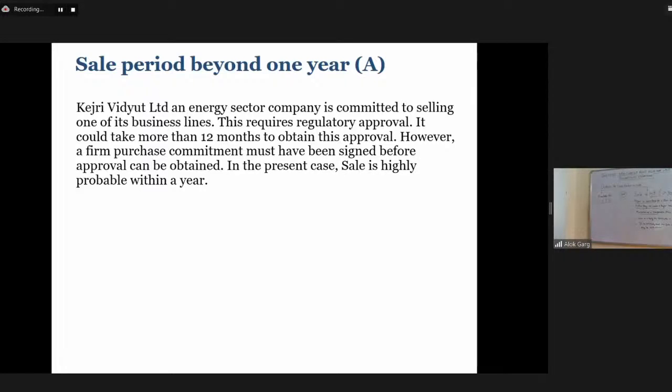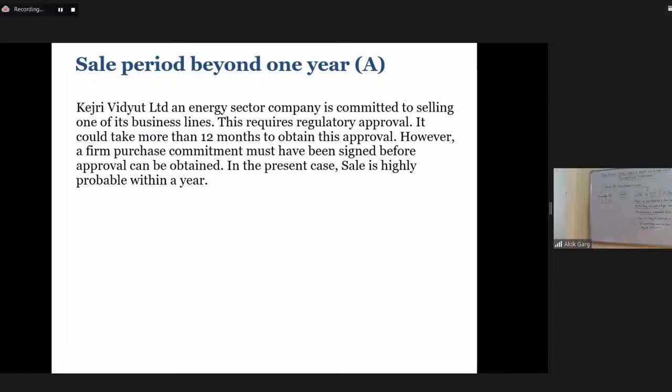So Purushottam, it is from the date when management is committed to sell the asset. Technically, first of all, management is committed, then after that the procedures will start. So Kejri Vidyut Limited, an energy sector company, is committed to selling one of its business lines. This requires regulatory approval. It could take more than 12 months to obtain this approval. However, a binding contract has been signed before approval can be obtained.